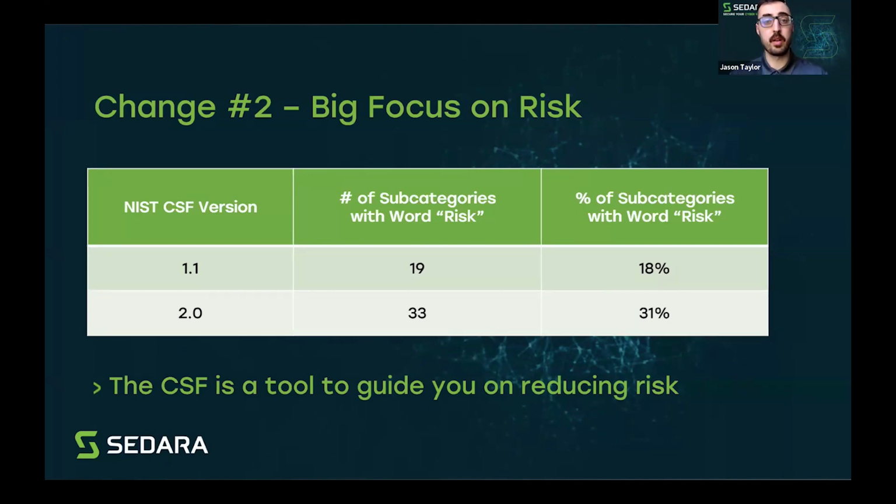In NIST CSF 1.1, almost 20% of all of the subcategories had the word risk in them. That's almost doubled. So around 31% of subcategories now have the word risk. It's almost a third of every control in the NIST CSF explicitly talks about risk. And at the end of the day, it is a tool meant to guide your organization in reducing your risk.